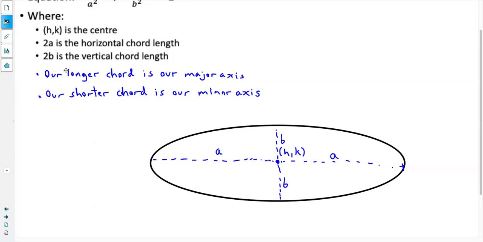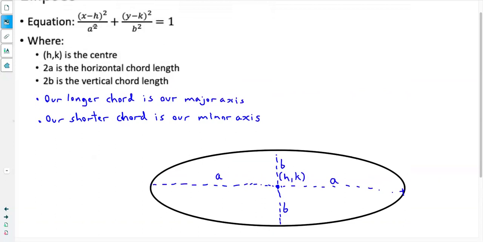So when we come up with this equation or are given this equation, essentially the square root of what's in our denominator is the distance from the center to a horizontal end if we're looking at a, and if we're looking at b, it'd be the distance from the center to a vertical maximum or minimum. And then it's always going to equal 1.